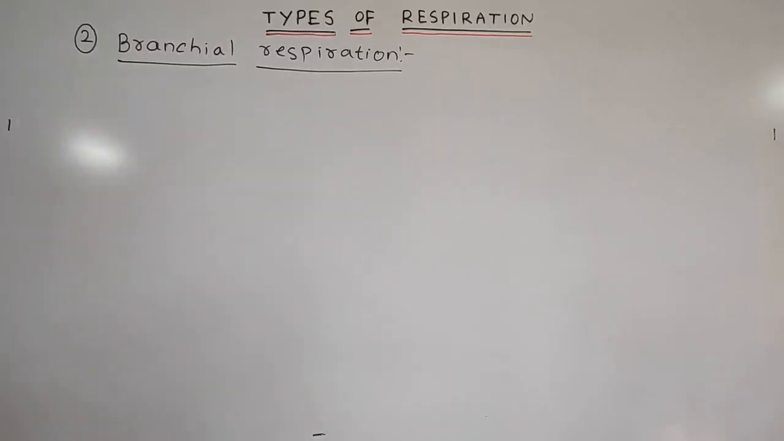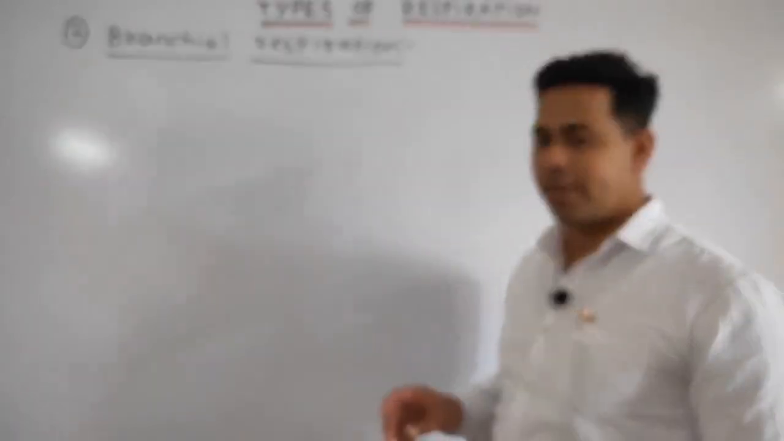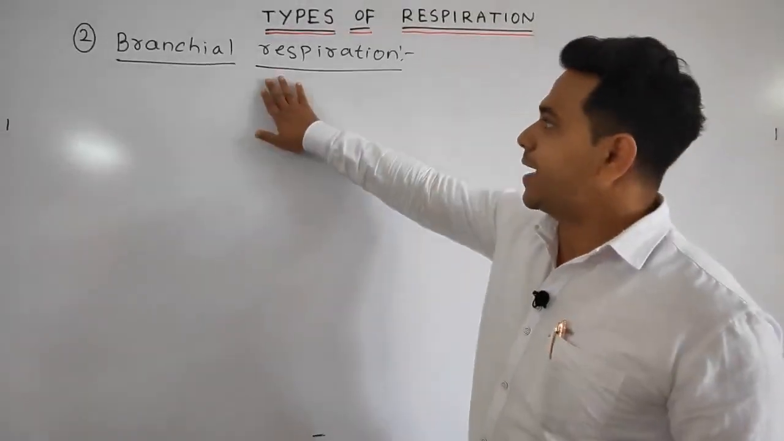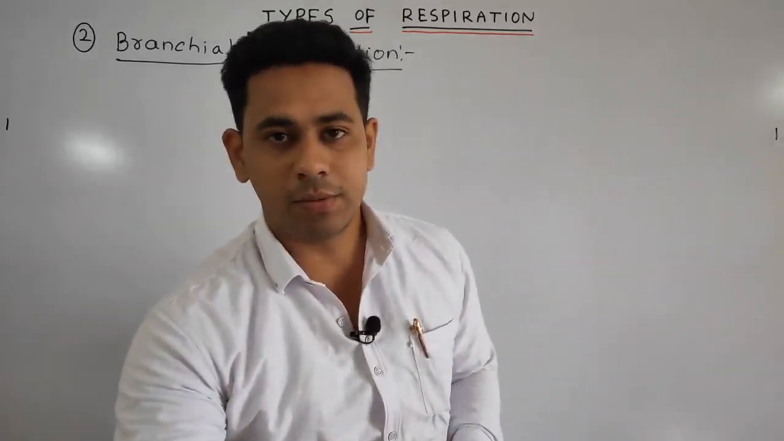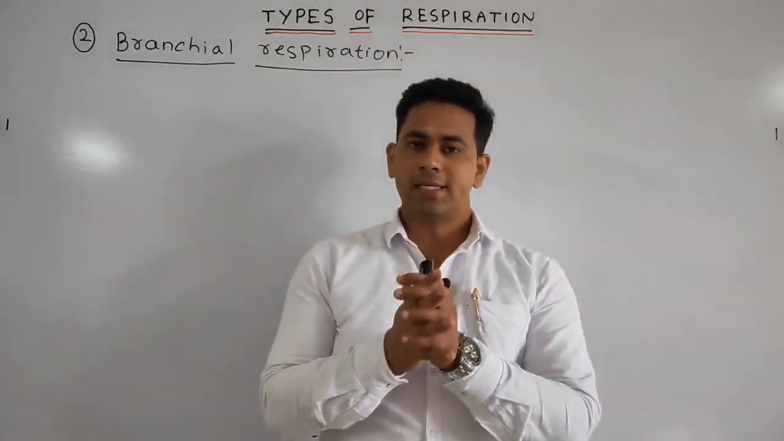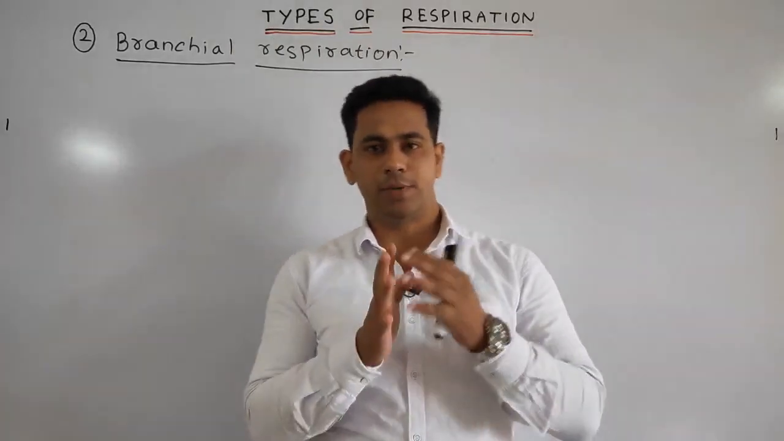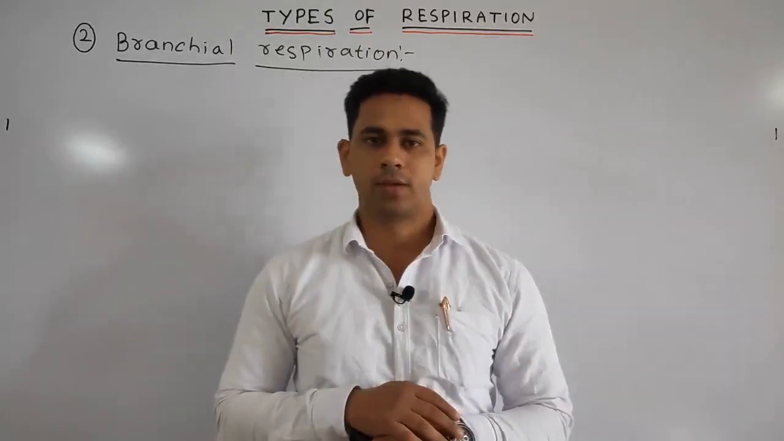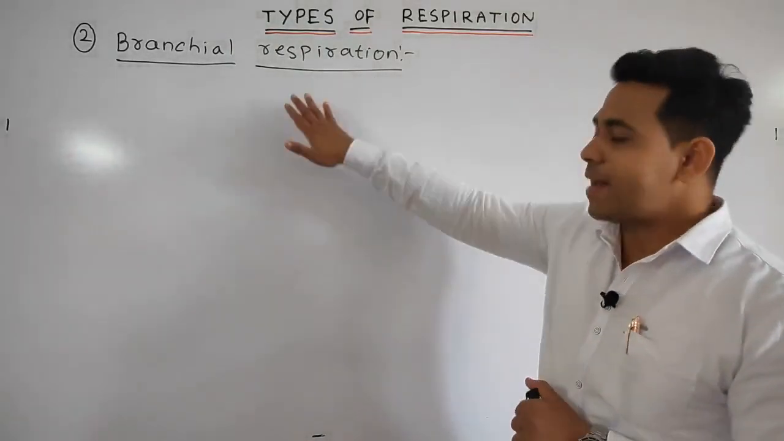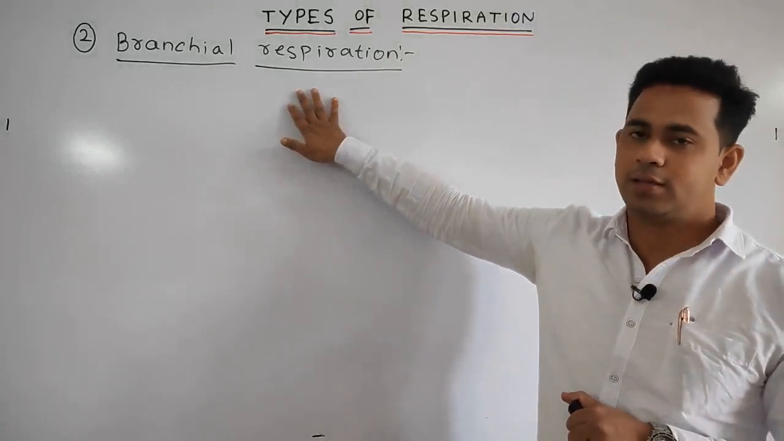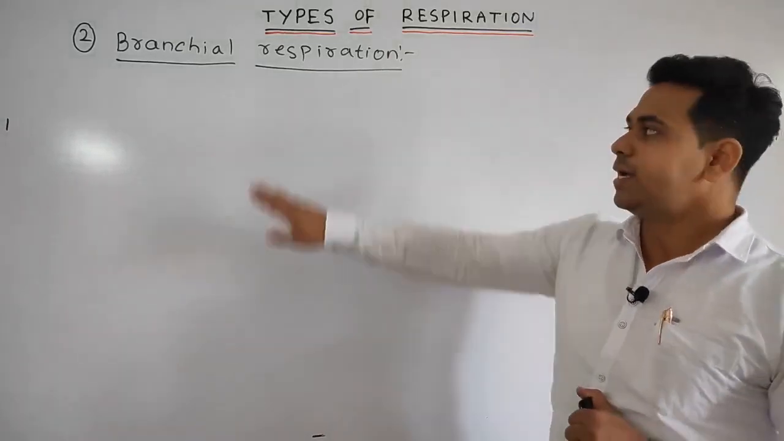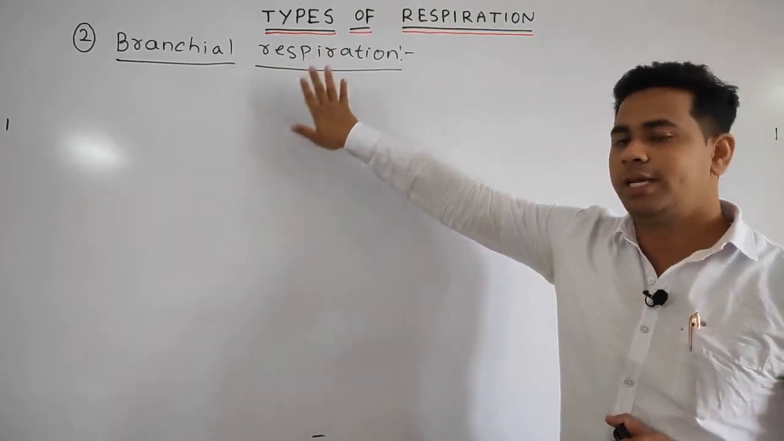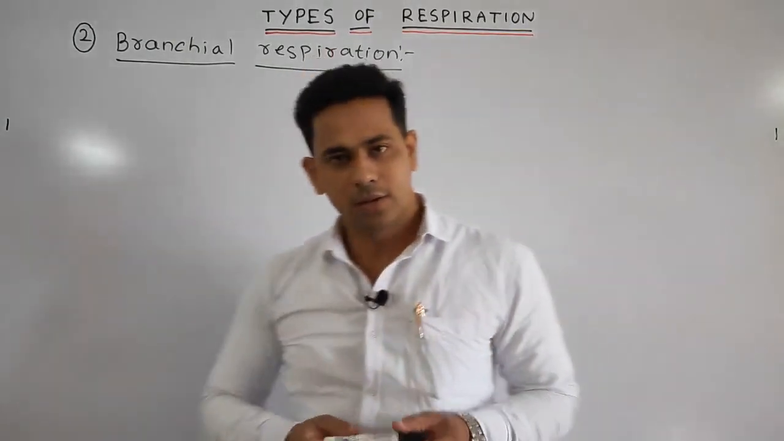Next, students, come to your second type of respiration, that is your branchial respiration. What happens in the case of branchial respiration? As in the case of cutaneous respiration, the respiration is done by the moist skin. Similarly, in the case of branchial respiration, generally the respiration is done by the gills.